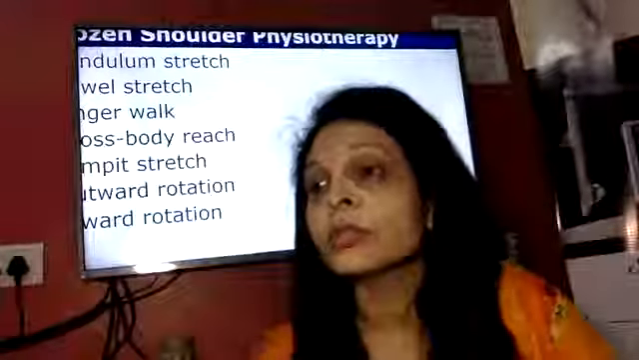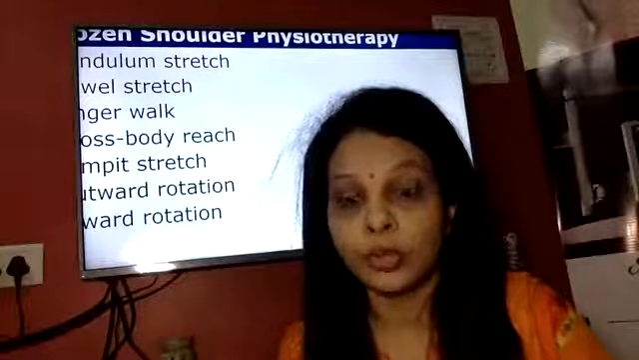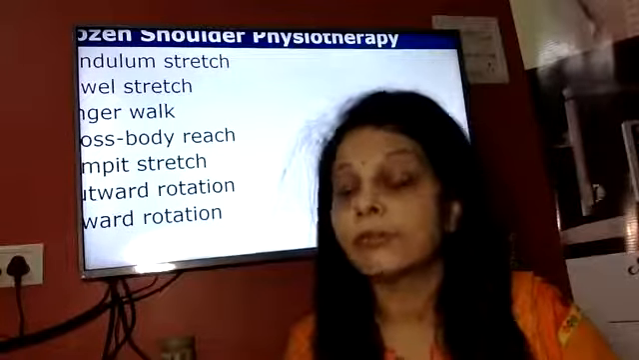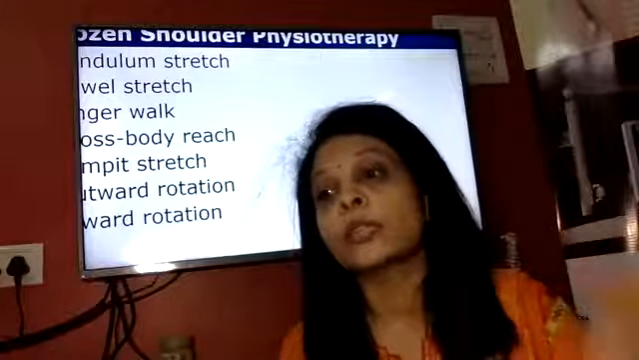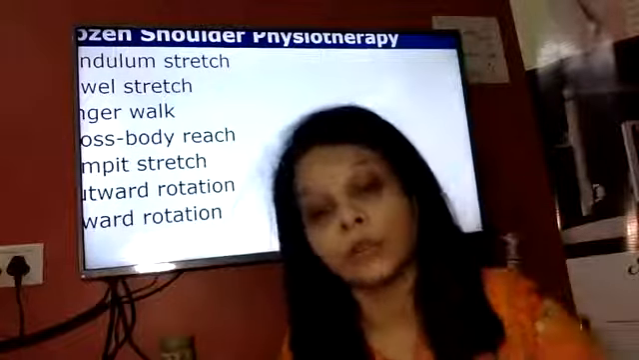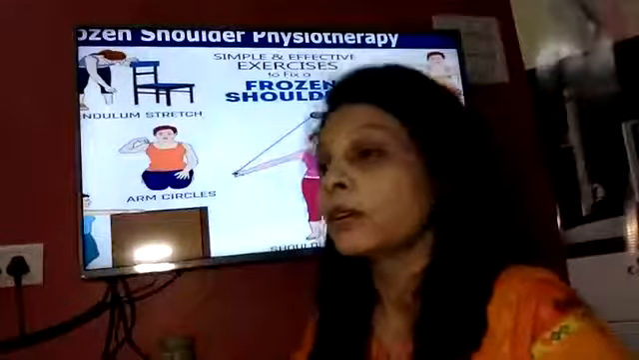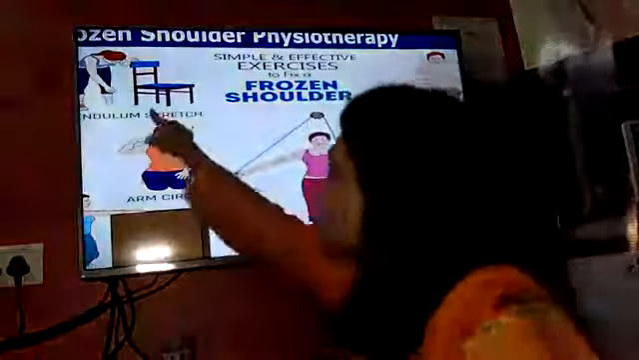Now we are going to see what the exercises are. Like we all know, frozen shoulder is one of the common problems for your shoulder joint. So we are going to see some simple exercises. The various exercises are pendulum stretch, towel stretch, finger walk, cross body stretch, armpit stretch, outward rotation, inward rotation. I'm going to show you the pictures of these exercises. So these are some simple pictures for these exercises. The first one is a pendulum stretch. This is the pendulum stretch.